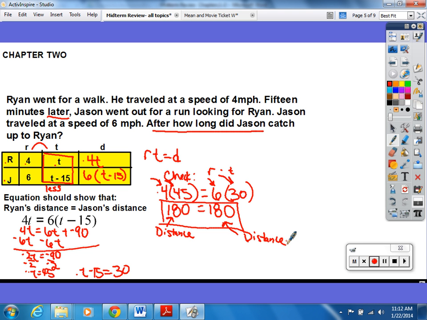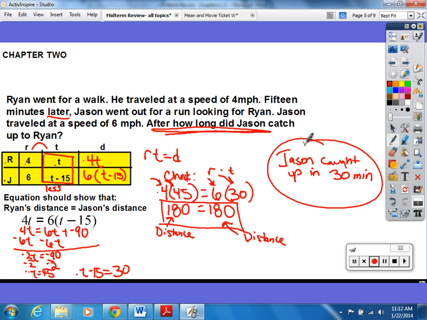Okay. Next, we're ready to answer the question. So we have to look carefully. After how long did Jason catch up to Ryan? We know that Ryan's time is 45 and Jason's time is t minus 15. 45 minus 15 is 30 minutes. And so we write, Jason caught up in 30 minutes. We have to read the question carefully.